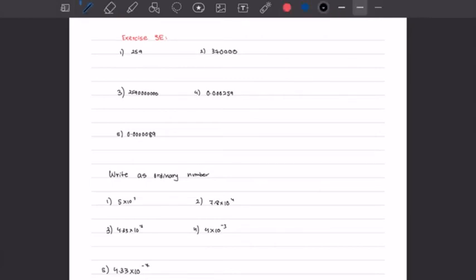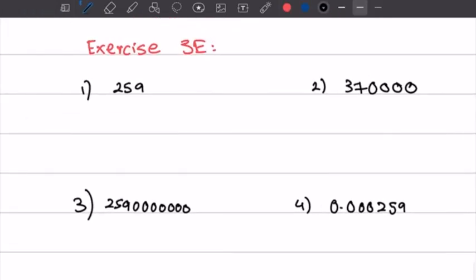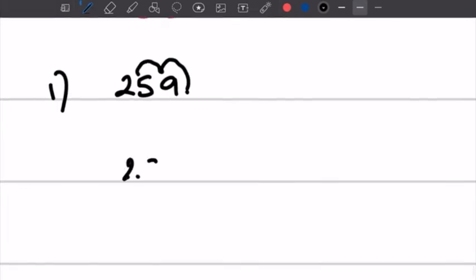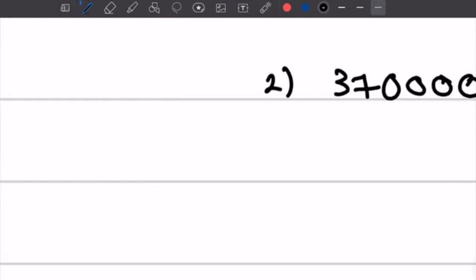Okay, I'm assuming you guys have done the questions now, so we have to write these numbers in scientific notation. First one, 259. It's very simple. Imagine the decimal point is here, so you move it 1, 2. You move it twice, so you have 2.59 times 10 to the power of 2. Because now you've moved the decimal place there, so you have 2.59.